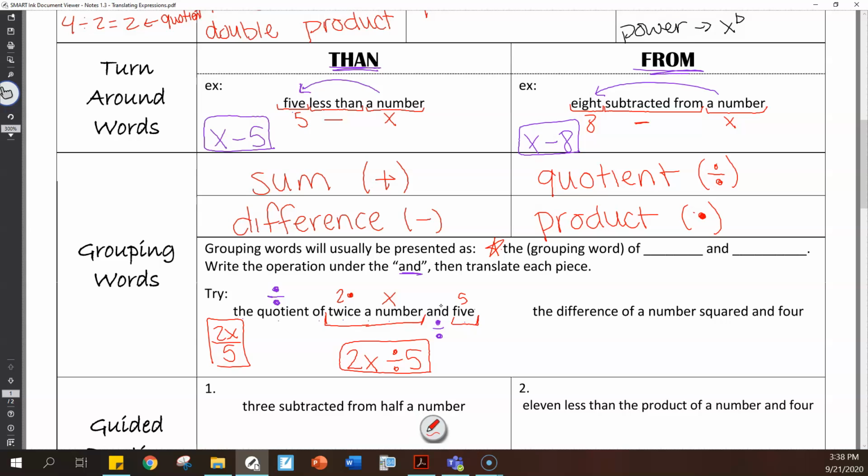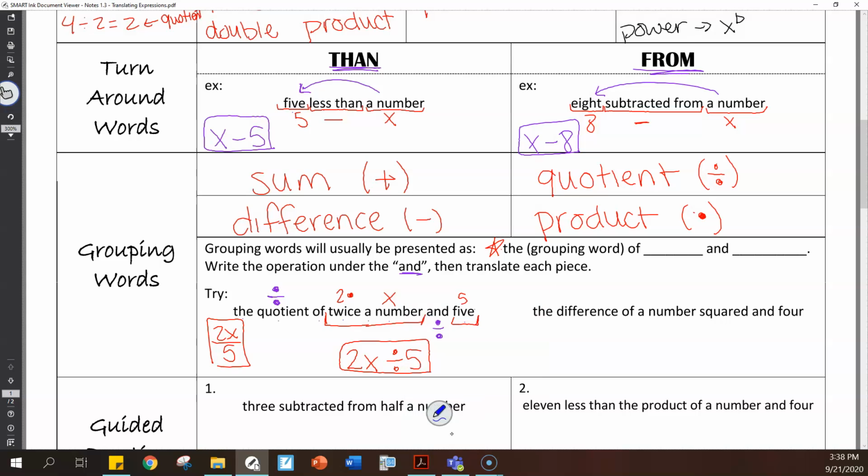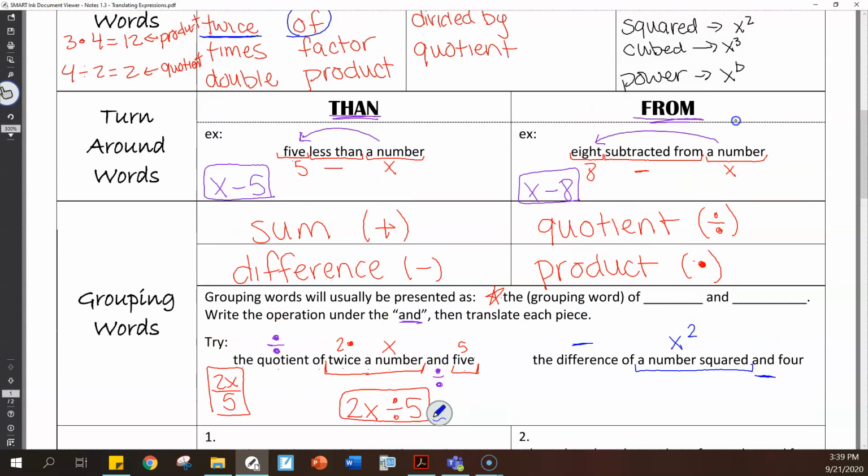Same thing with my second example. I need to identify the operation word, so the difference of a number squared and 4. The difference tells me I want to subtract, and I want that subtraction to happen where the and is. Then I can look between the of and the and for the first piece, a number squared. Well, a number tells me to use a variable. Squared tells me to put an exponent on it of 2, right? We talked about that right up here.